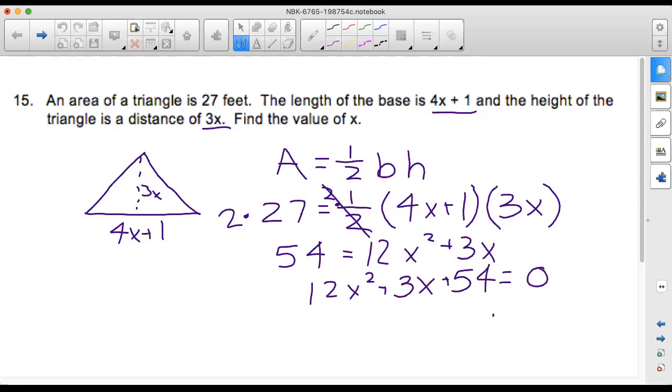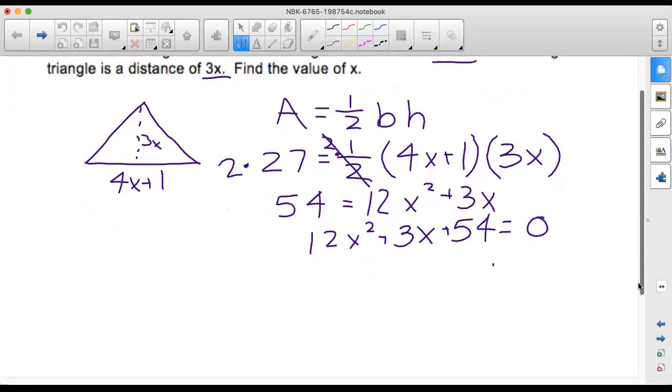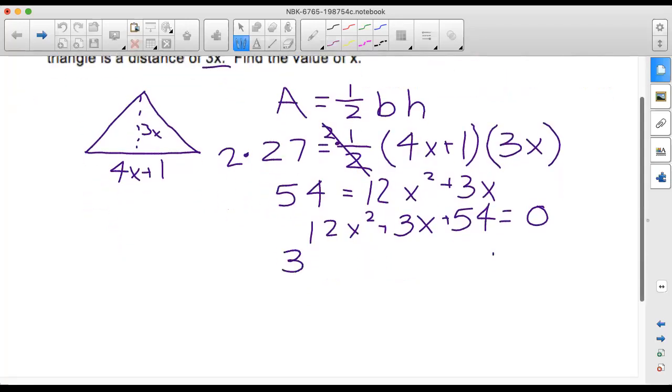Good. And Jordan said we'd take a GCF out. What did you say the GCF was? 3. Perfect. Which leaves you with 4x squared plus x. And what do you get for the last term? Maybe 8. Yeah, because I forgot my negative in front of the 54.